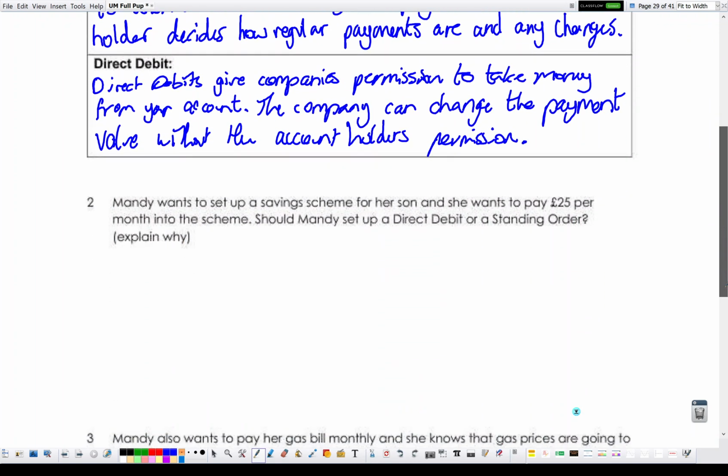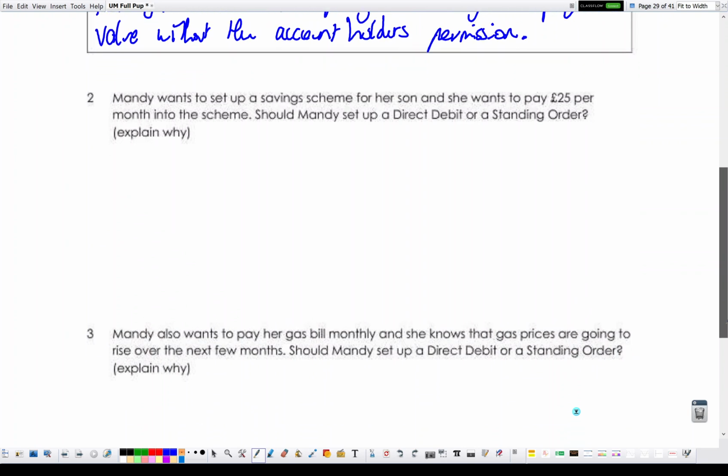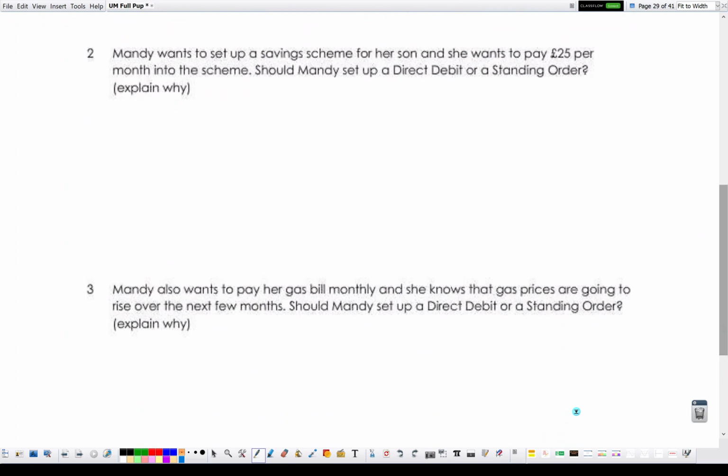So 2 questions to answer on that. Mandy wants to set up a savings scheme for her son and she wants to pay £25 per month into the scheme. Should Mandy set up a direct debit or a standing order? So write down right now what you think. Do you think it would be a direct debit or do you think it would be a standing order for that?